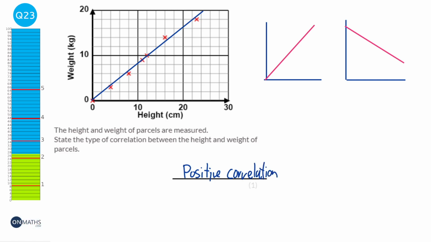If the data is all over the place, so it looks like something like this, where you've got the points everywhere, we say that's no correlation.